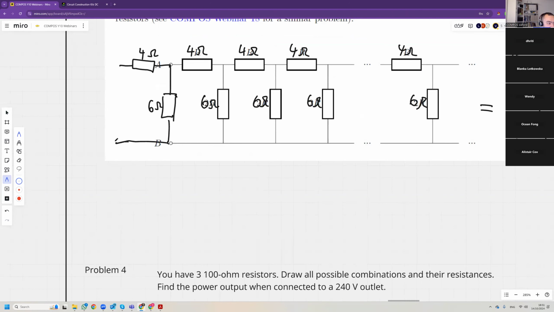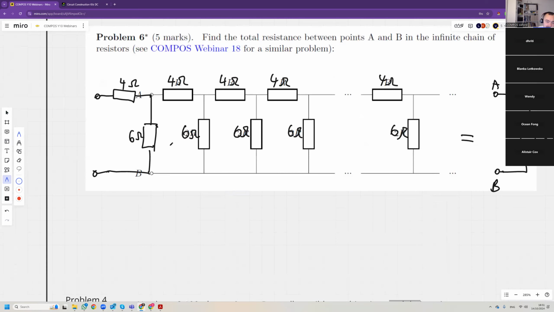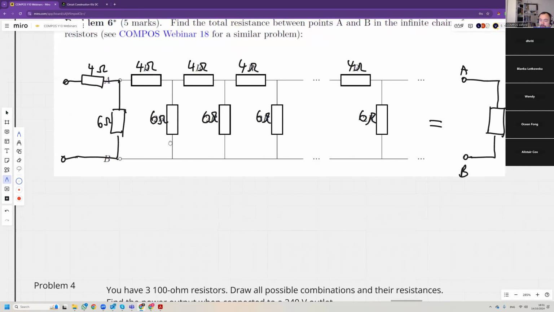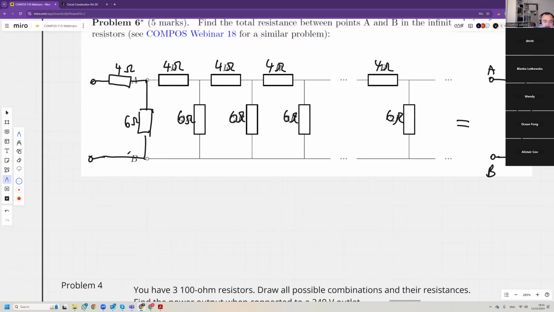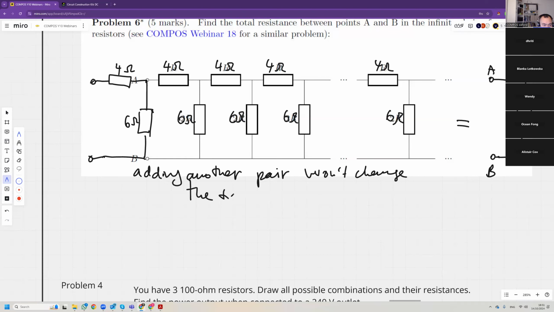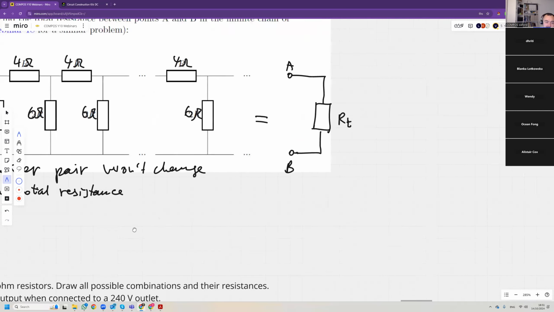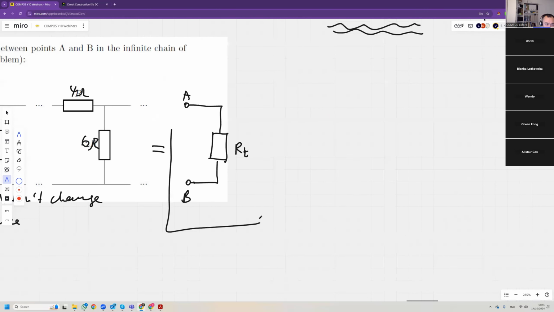Adding another link, another pair of resistors on the left, does not change the total resistance because it's just another pair in an infinite chain. Adding another pair won't change the total resistance. That means that this combination is exactly the same as this combination.